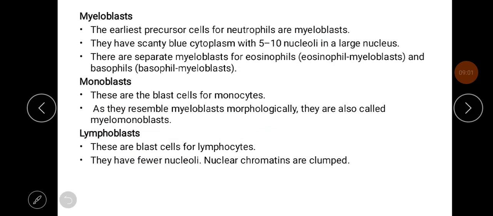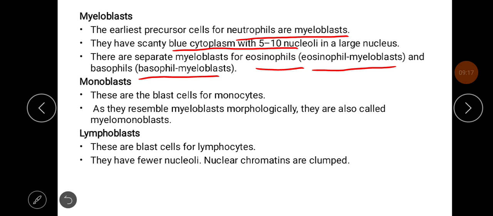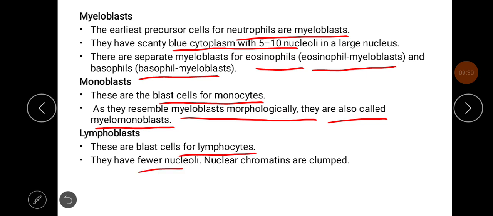Myeloblasts are earlier precursor cells for neutrophils, and they have a scanty blue cytoplasm with 5 to 10 nucleoli in a large nucleus. There are separate myeloblasts for eosinophils, known as eosinophil myeloblasts, and for basophils, known as basophil myeloblasts. Monoblasts are the blast cells for monocytes. As they resemble myeloblasts morphologically, they are also called myelomonoblasts. Lymphoblasts are the blast cells for the lymphocytes. They have fewer nucleoli, and nuclear chromatin is clumped.